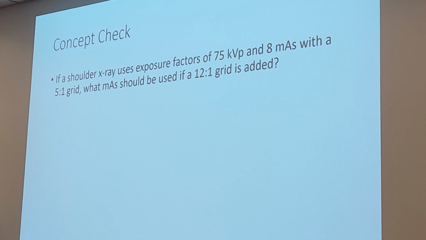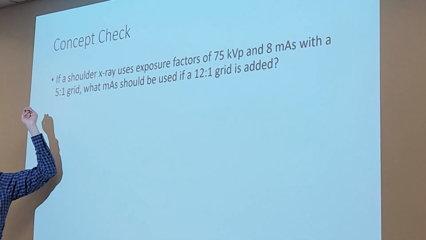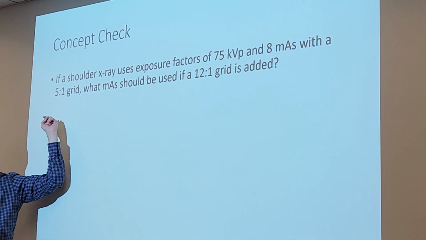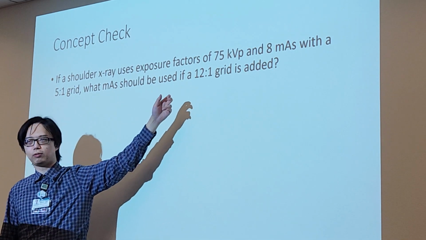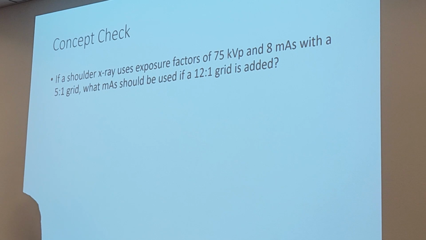Let's say we've got a shoulder X-ray. We're using 75 kVp, 8 mAs, and a 5-to-1 grid. But now, instead of a 5-to-1, we end up using a 12-to-1 grid. Maybe they upgraded the grid for the machine, and now we have a 12-to-1 grid instead. What should our new mAs be?